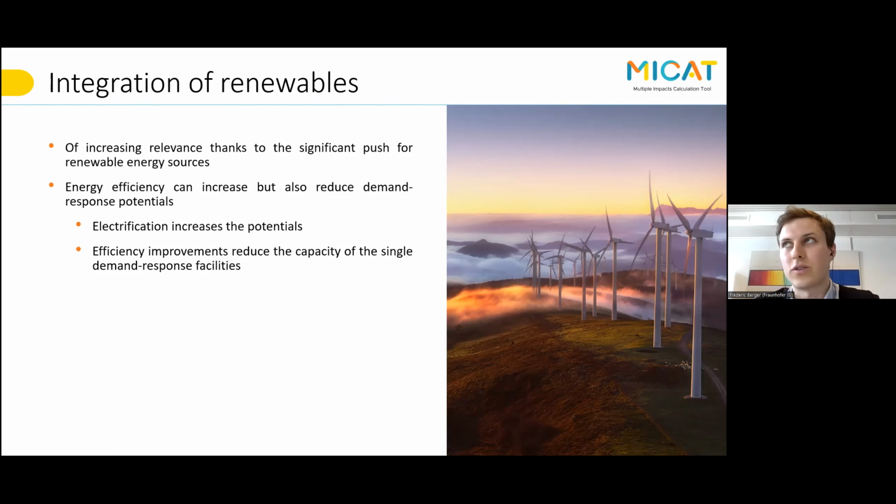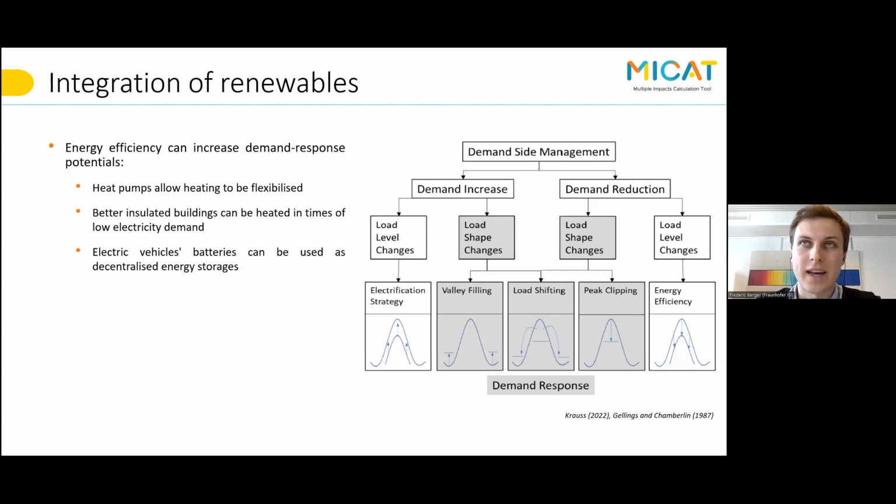Because on the one hand, we have electrification, which is often seen as energy efficiency when we look at heat pumps, because they are far more efficient than alternatives. But we also have reductions in overall consumption, and also thereby reductions of potentials. So on the one hand, we have this electrification, which can increase the demand response potentials. So for instance, heat pumps can allow this because heating can be flexibilized in times of low demand.